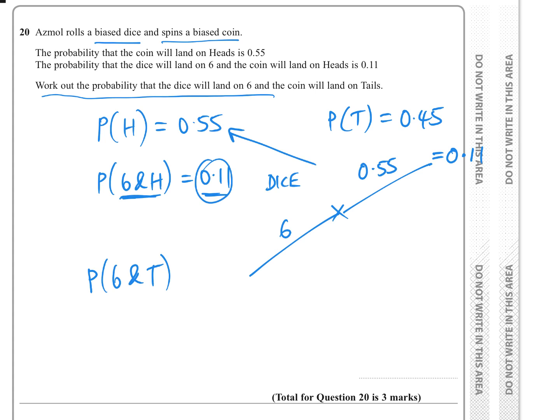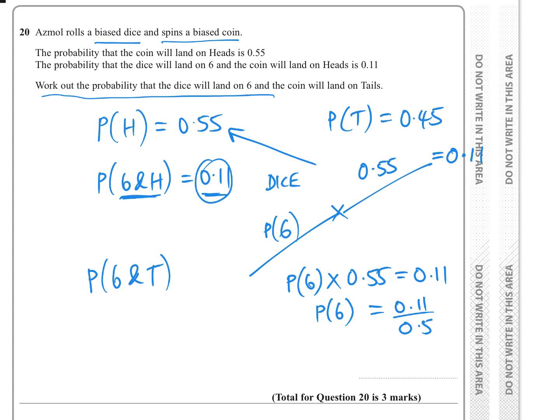So I think the chance of getting a 6 here can be easily worked out, because if the probability of getting a 6 multiplied by 0.55 is 0.11, then the probability of a 6 is 0.11 divided by 0.55, and on your calculator, I'll write it up here so you can see, that would give you 0.2. So probability of getting a 6 is 0.2.